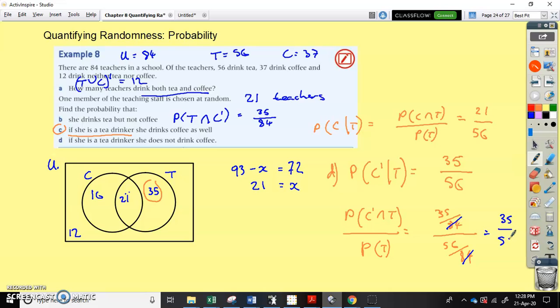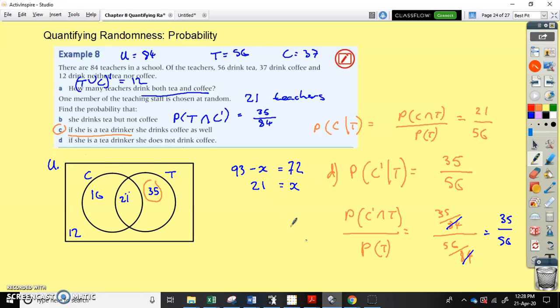over 56. So you can either actually do the probabilities and divide one by the other, or if you're using a Venn diagram, you can do it this way. I think this is a little bit simpler and visually makes a bit more sense. But if you prefer just to find the probabilities and do the maths and divide, you'll get the same answer. Okay, so that's example 8.